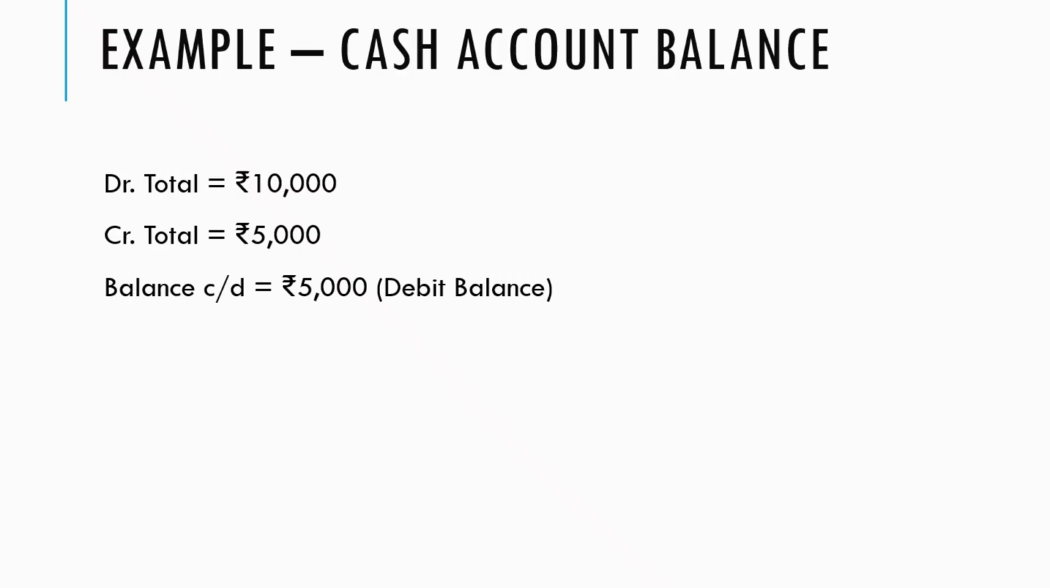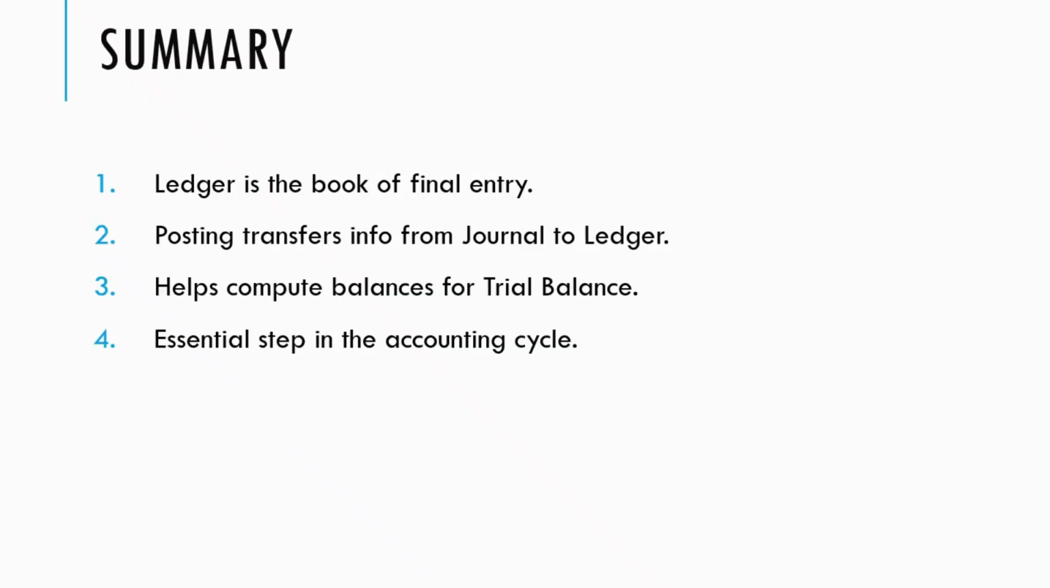So at the final stage of our video, I am going to summarize all the steps for you. Ledger is the book of final entry, as we had discussed in the beginning of the video. Posting, transferring entries into the ledger from the journal, is the second step. We have to classify all the transactions and write all the transactions from the journal to the ledger. It helps us to compute the balances for the trial balance and for our financial statements. And it is a very essential step in the accounting cycle.